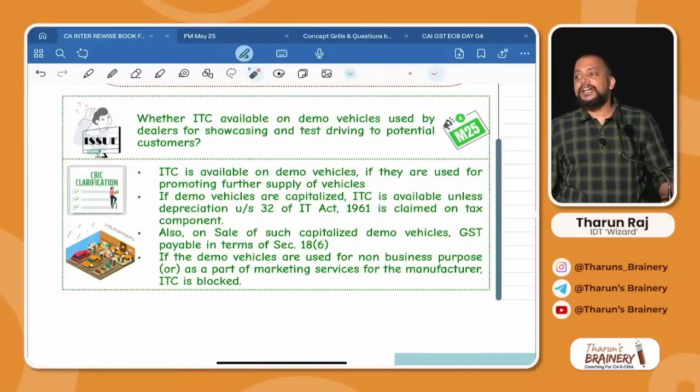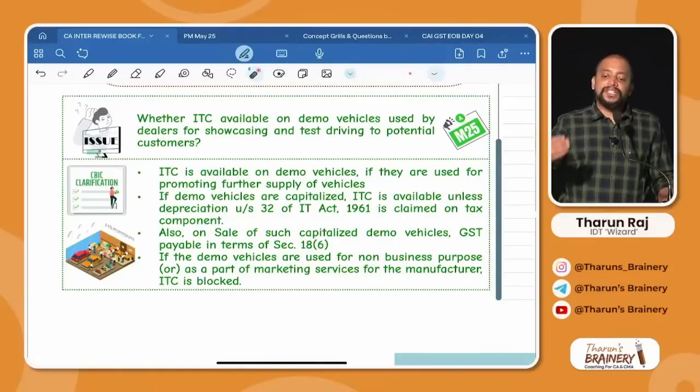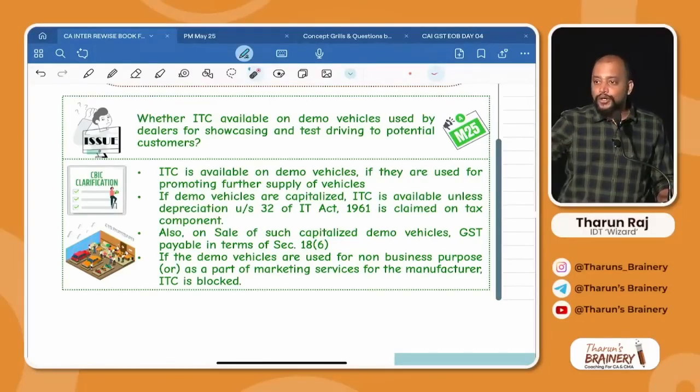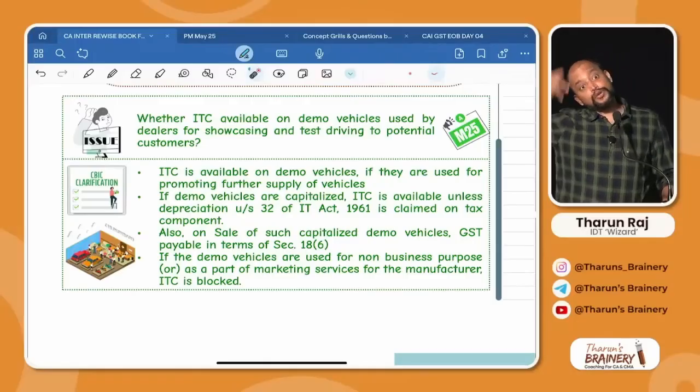But the argument of the dealers is that, sir, if we do not have this demo car, then we can never sell the remaining cars. This test drive we need to give, then only we can sell the remaining cars. Even though it is not sold now, it will be sold in future.